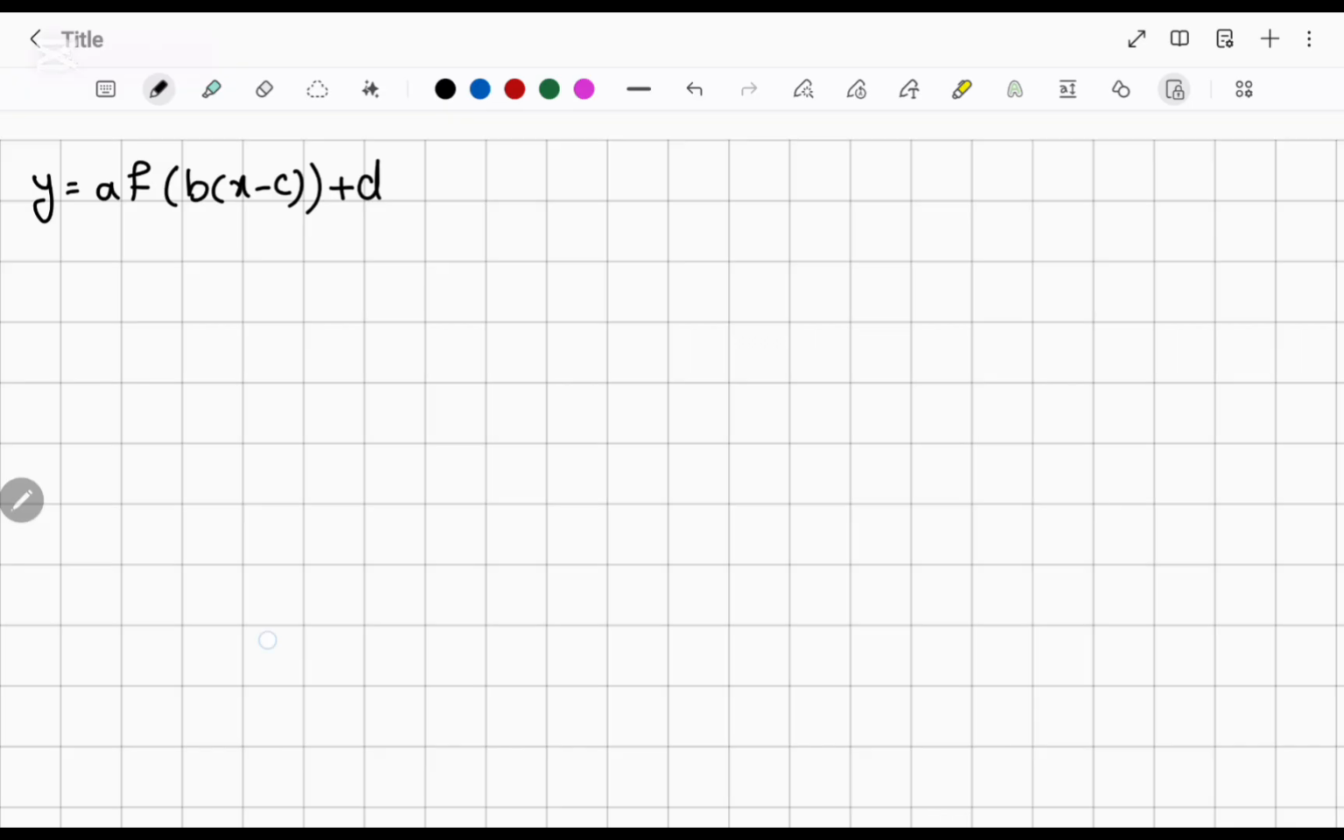So let's start with an example. My first example is going to be y equals 2 sine of 2x plus pi over 2, minus 3. The amplitude here is going to be the absolute value of A, which is 2. So the amplitude is presented by the absolute value of A, which is 2.